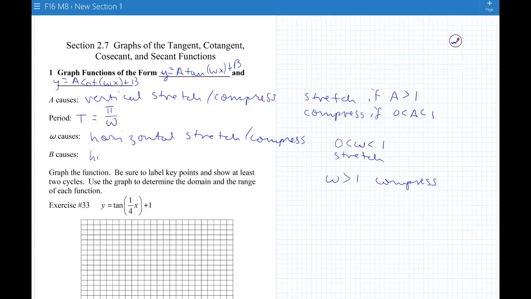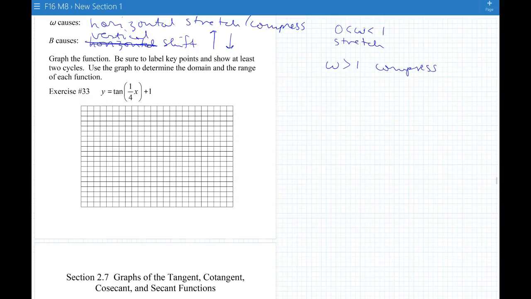And B causes a shift. Oops, vertical. Forget my horizontal and verticals. A vertical shift up or down, right? Depending on if B is positive or negative. So we'll graph this function together in class.